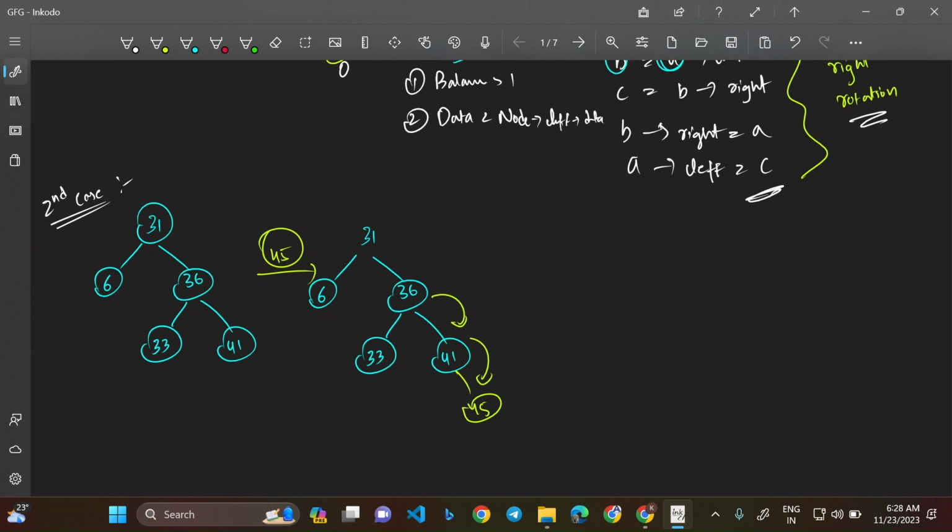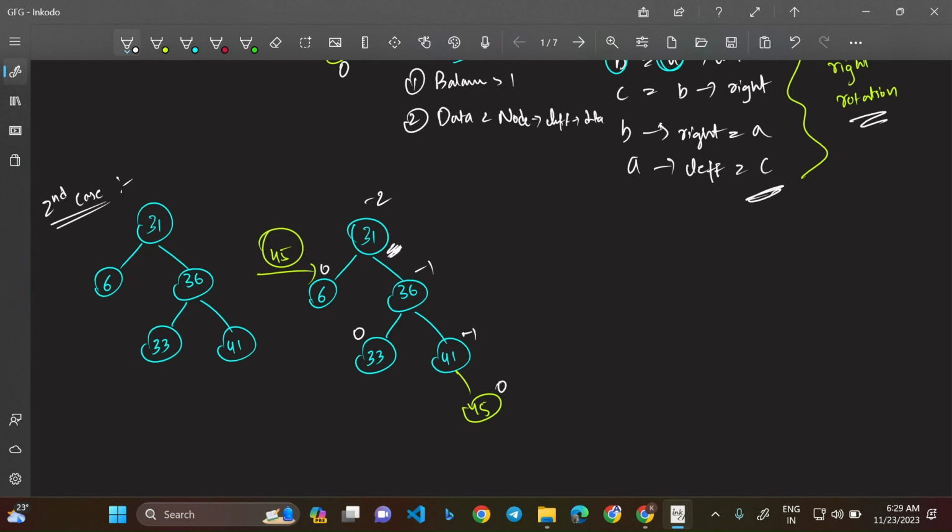Now you find the balance factor of each and everything. So here the balance factor of 45 is 0. What's the balance factor of 41? Minus 1. What's the balance factor of 33? 0. What's the balance factor of 36? Minus 1. What's the balance factor of 6? 0. What's the balance factor of 31? To the right we have 3, to the left we have 1, so it is minus 2. So here we have a problem.